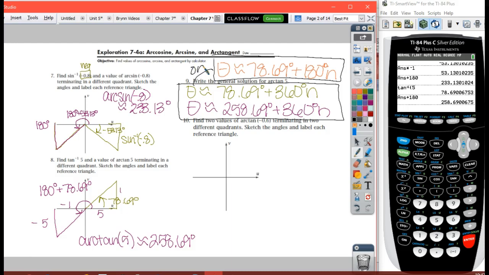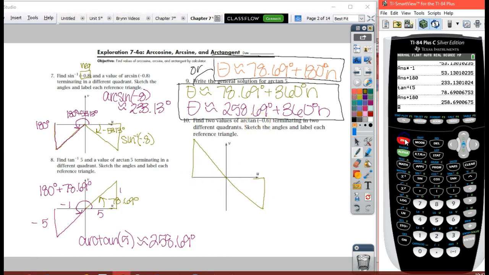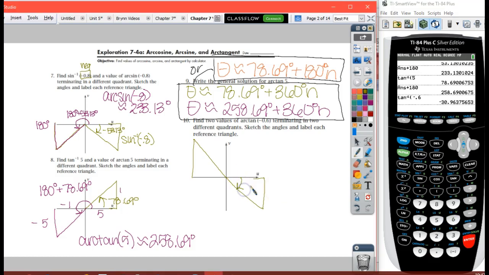The last one, same idea, except this time tangent has a negative ratio. I know that tangent is negative in the fourth and in the second quadrant. When I take the tangent inverse, my calculator will give me the answer in the fourth quadrant, and you can see that we get negative 30.96 degrees. That's this angle right here, negative 30.96 degrees.